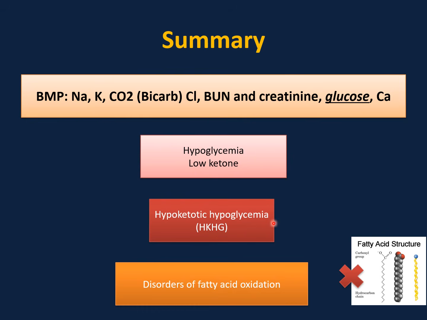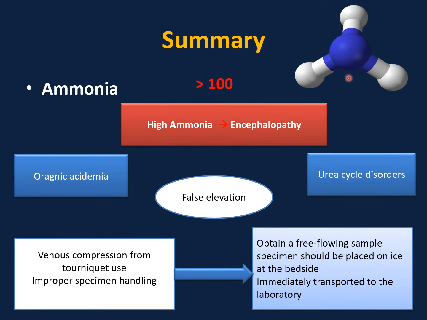Hypoketotic hypoglycemia can be caused by disorders of fatty acid oxidation, meaning that the infant is not able to use the fatty acid as a source of energy. Also, another condition can cause that, hyperinsulinemia. Let's learn more about ammonia before we order it.